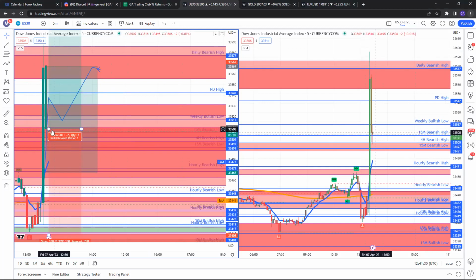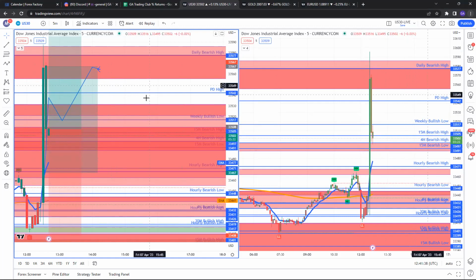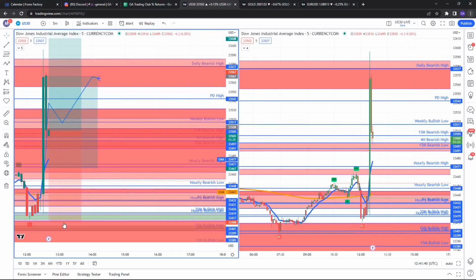But anyhow, if we get a good closure above the weekly bullish low, I will scale in with a larger lot size. But right now I'm currently in a buy with a filler lot size. My stop loss is all the way down here below the candle that broke the news.